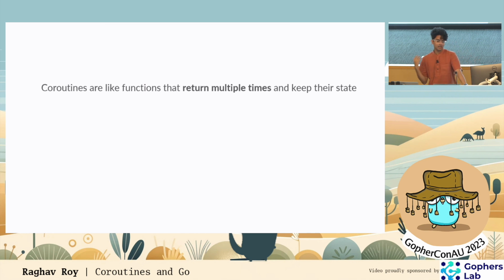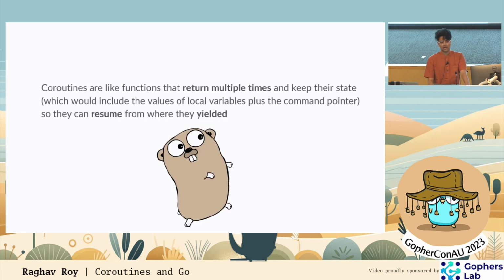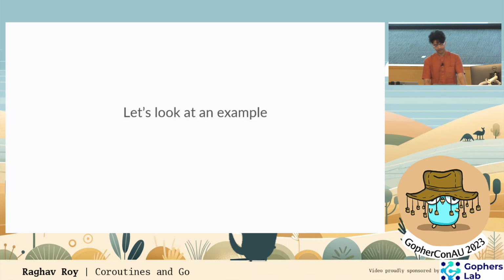So essentially, coroutines are like functions that can return multiple times and keep their state, which could include the local variables, the command pointer, things like that. And so they can resume from where they yielded. They can resume from where they last suspended.